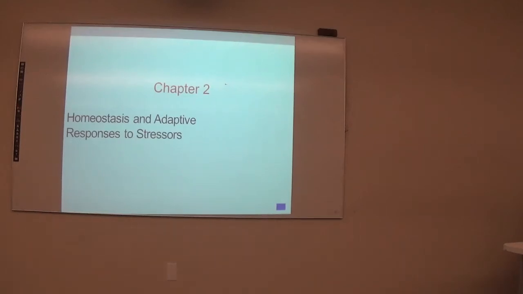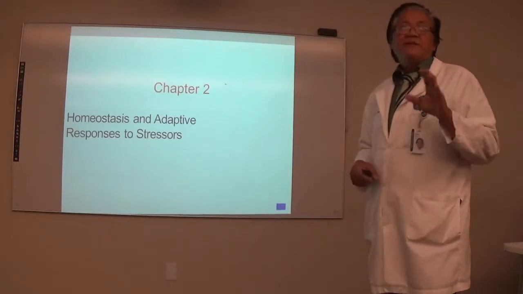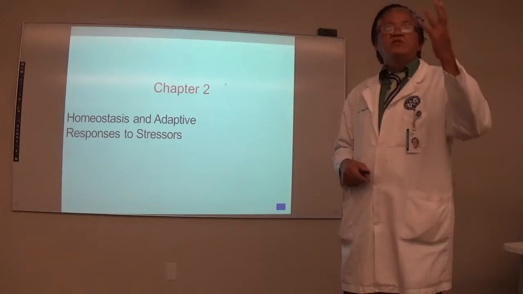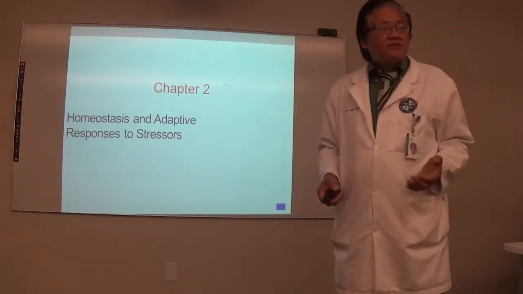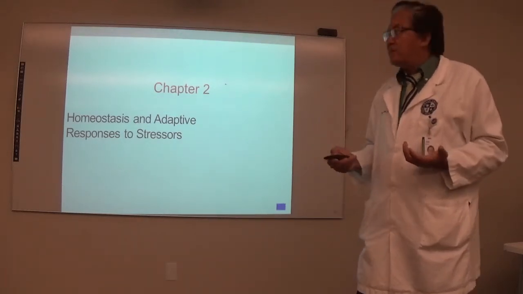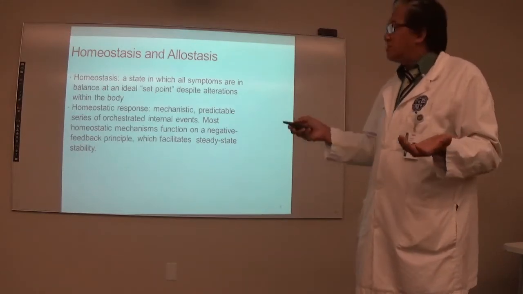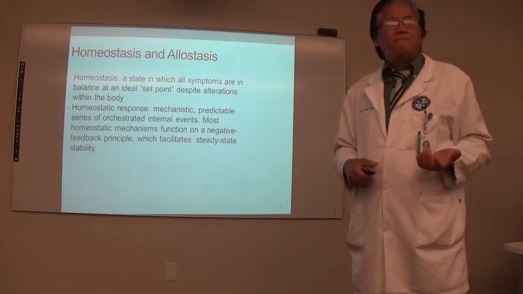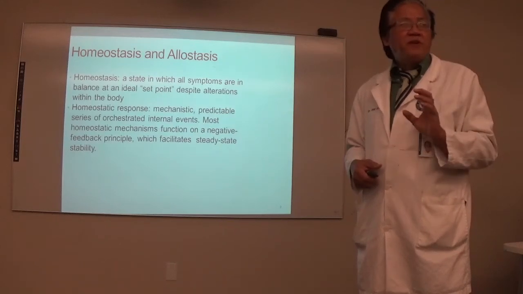For the simple reason, this chapter on homeostasis and adaptive responses occurs in all these patients that we handle, whether it is strokes, traumatic brain injury, or MS, because why? Our body has the autonomic nervous system, right? So remember the word homeostasis, state of equilibrium or balance. The definition is a state in which all the systems are in balance, or an ideal set point. Whatever clinical condition you have, you have to be able to explain this.